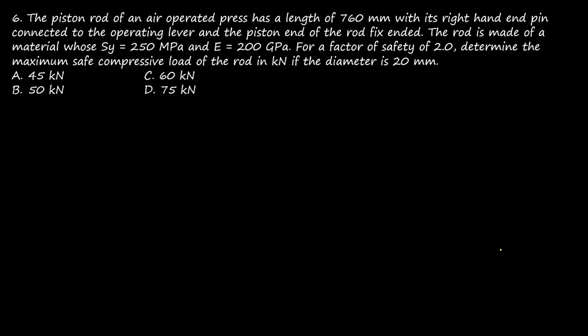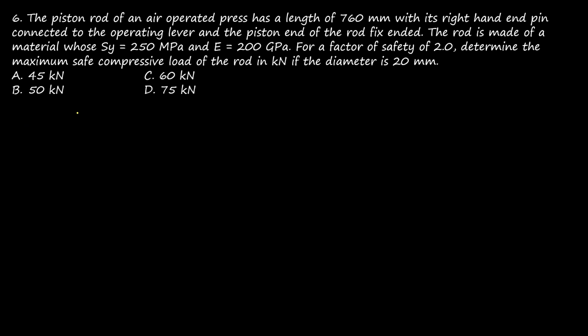And ayan, last question. The piston rod of an air operated press has a length of 760 mm with its right hand end pin connected to the operating lever and the piston end of the rod fixed ended. The rod is made of a material whose SY or yield strength is 250 megapascal, elasticity of 200 gigapascals. For a factor of safety of 2.0, determine the maximum safe compressive load of the rod in kilonewton if the diameter is 20 mm. So we're going to draw muna the scenario.